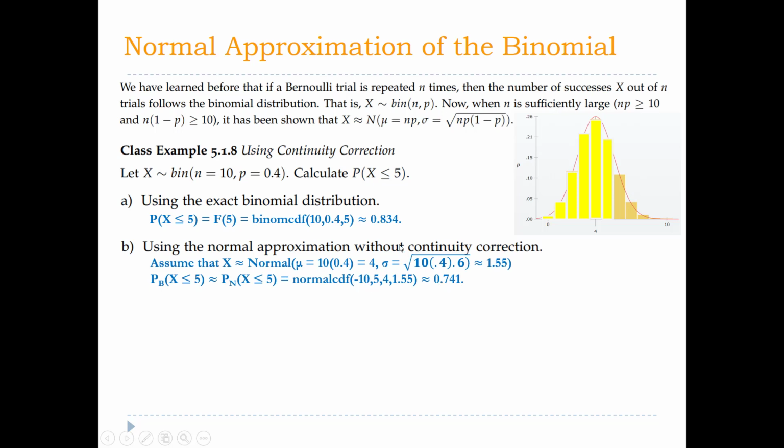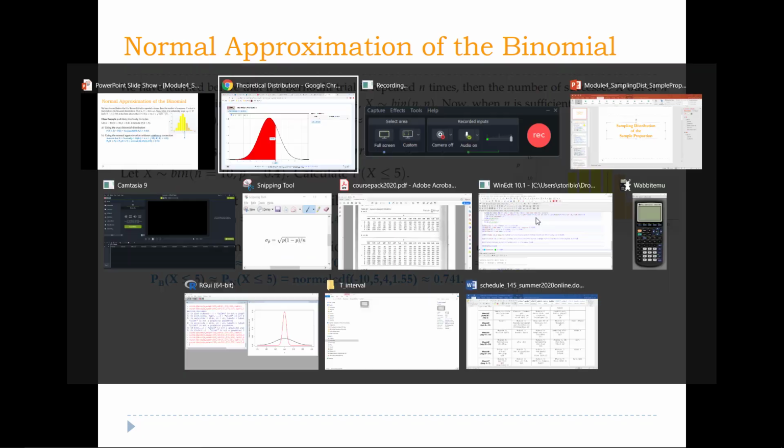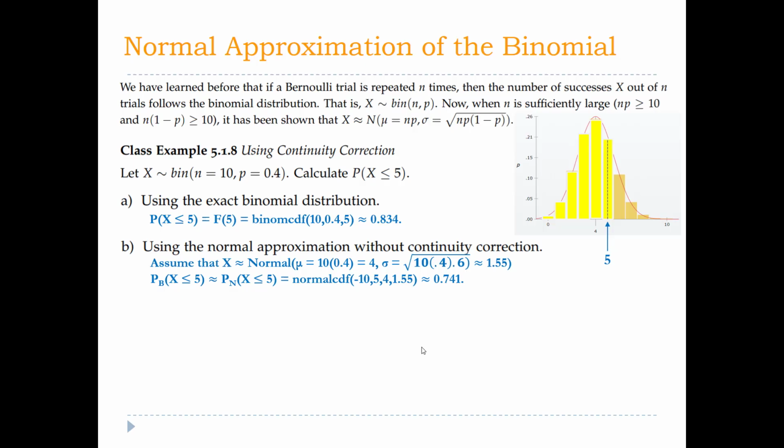Now if you compare that to the exact value, it's not that far, but it's not really a good estimate at this point. Basically what we did here is we tried to estimate the total area of those rectangles using the region under the density curve of the normal, under this red curve here, starting from 5 and everything to the left. That's what we did. If you look here, everything to the left of 5.